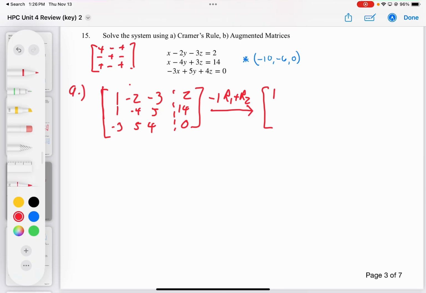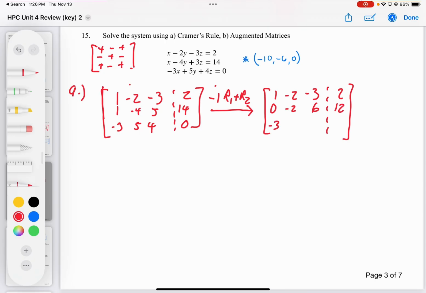Put a little note at the top. It's really not that hard though. All right. So -1 row 1 plus row 2 gives me a 0. Negative row 1, so that would be +2. +2 plus -4 is going to give me -2. And then +3 plus 3 is going to give me 6. And then -2 plus 14 is going to give me 12.